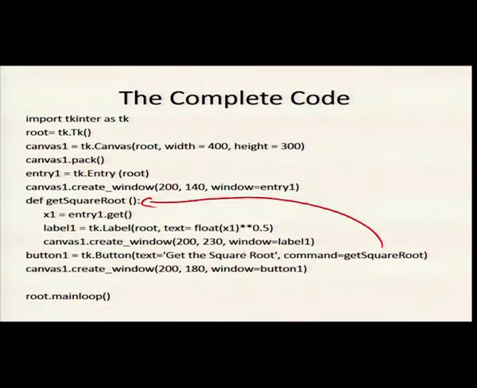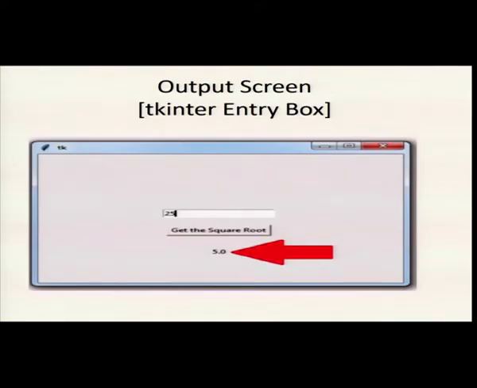canvas1.create_window 200, 180, window equal to button1. Because this button1 is given over here, after completing this program, what did I say? You are supposed to connect it to the main loop, root.mainloop. If you do not have this, it will not work. Root.mainloop. So, when you execute this program, this is the output that is rendered. I get a screen like this.